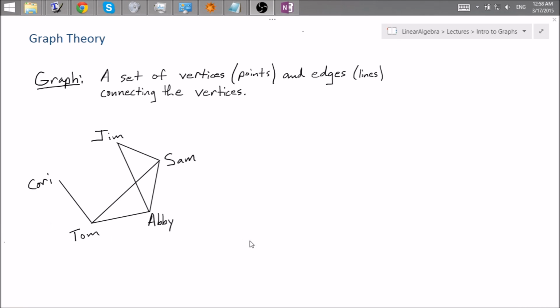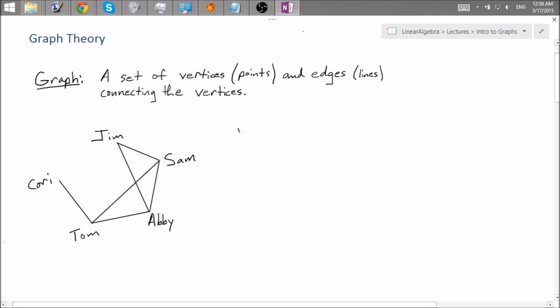This is an introduction to graph theory and using Mathematica to study graph theory. First, let's define a graph. A graph is a set of vertices or points and edges or lines connecting those vertices. Here our vertices are Jim, Sam, Abby, Tom, and Corey, and the edges are the lines connecting them.